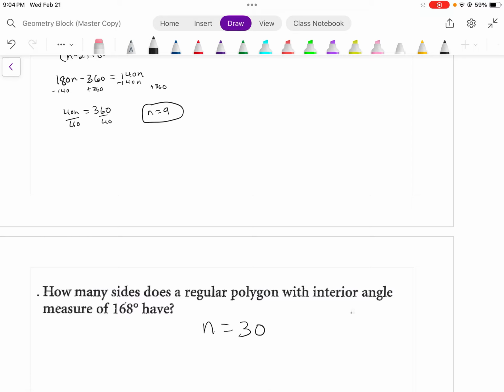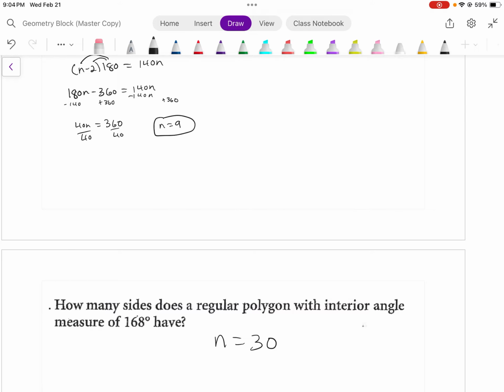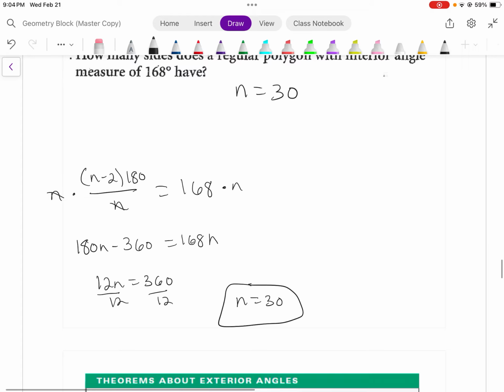All right, so go ahead, pause the video, try the next one. You should get n equals 30. If not, there's the work that follows.